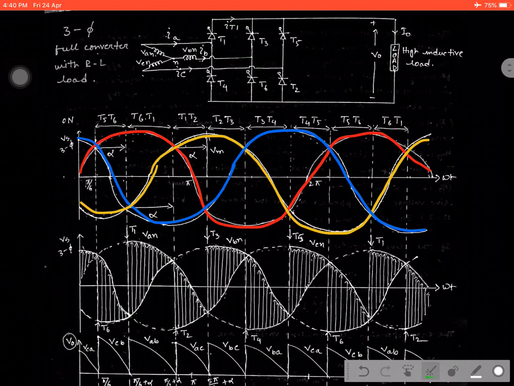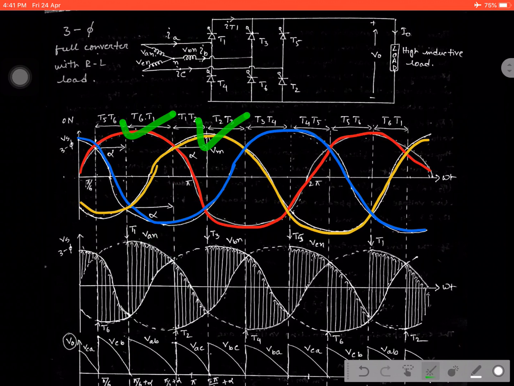But after crossing this region, what happened? Then VAN falls, but VBN is increased. That means VBN is increased and VAN is decreased. Then the switch T6 will be in reverse biasing condition. So immediately that T6 switch will be turned off, or commutated. Then we should apply the next triggering pulse across this one. So in this way we can continue the total operation.